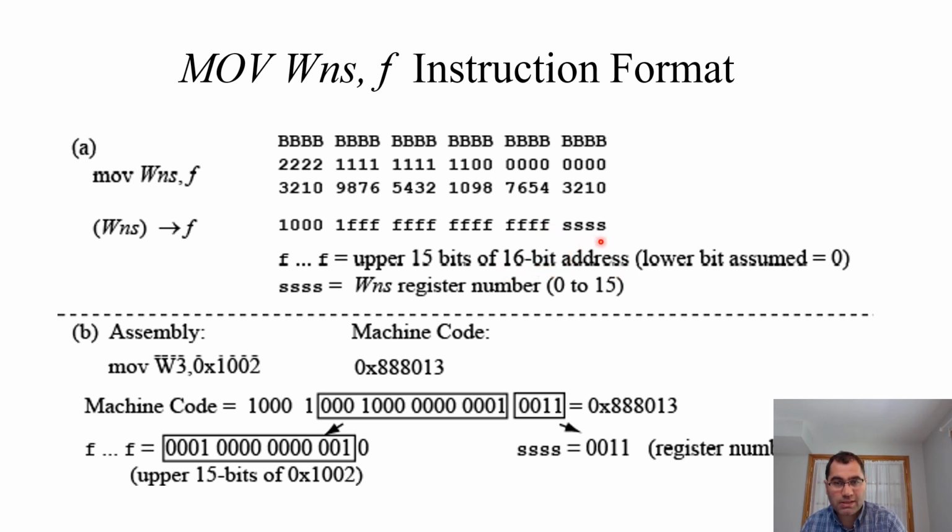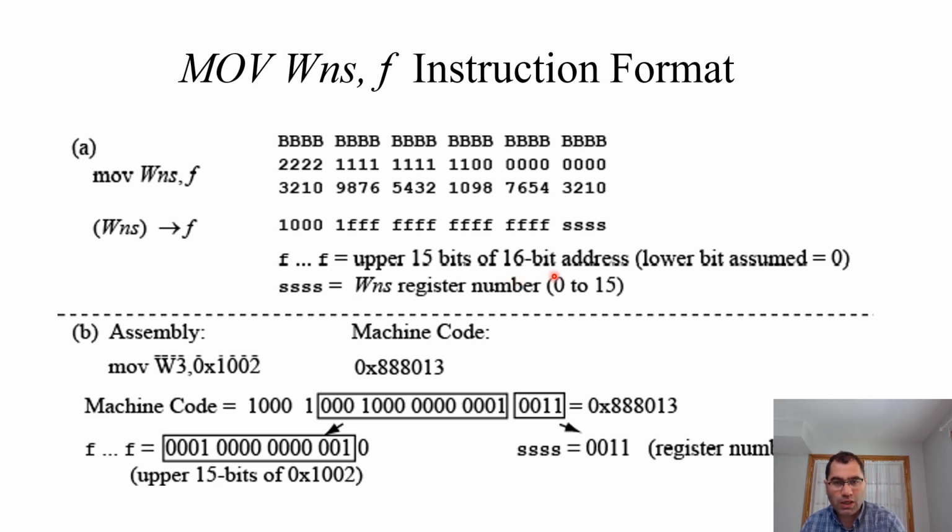And SSSS is the Ws register number, for the working registers. We have 16 of them, from W0 to W15. There's a note here: the F to F field is 15 bits of the 16-bit address.